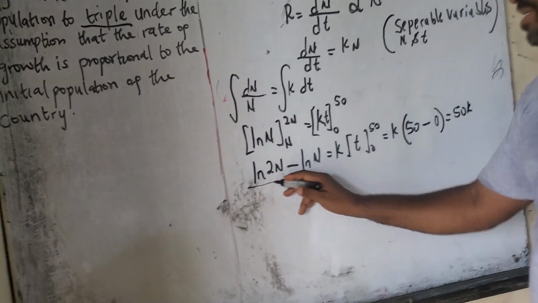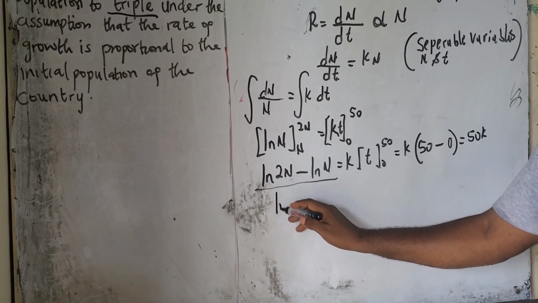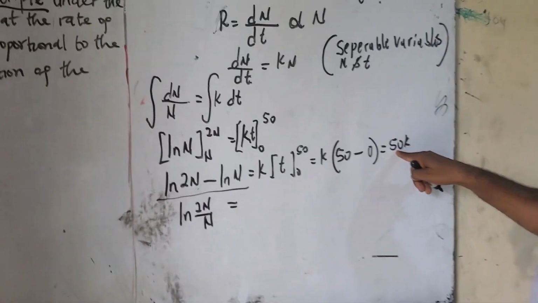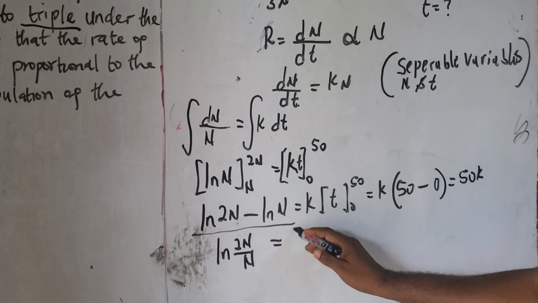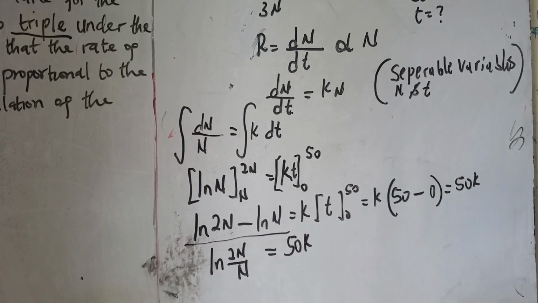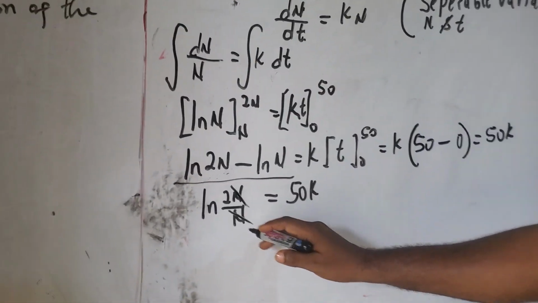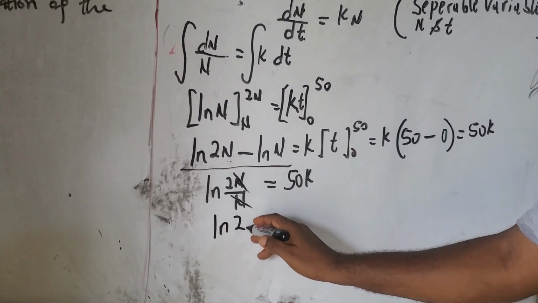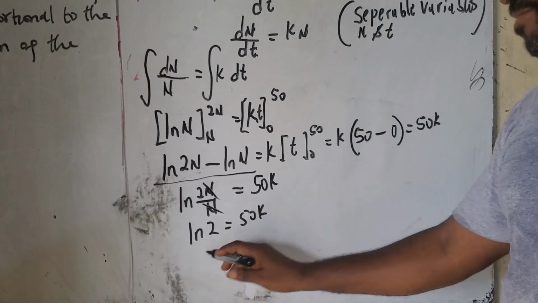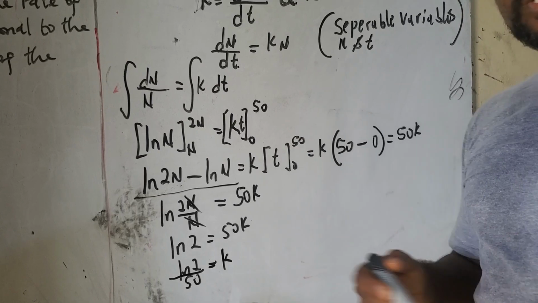According to the law of indices, when we are subtracting logs, we are going to divide. So this expression we have here is going to be ln of 2n divided by n, then we equate it to 50k. Now, this n cancels this n, so that ln 2 is equal to 50k. Now, if we divide both sides by 50, I'm going to have ln 2 divided by 50 is equal to the value for this constant k.